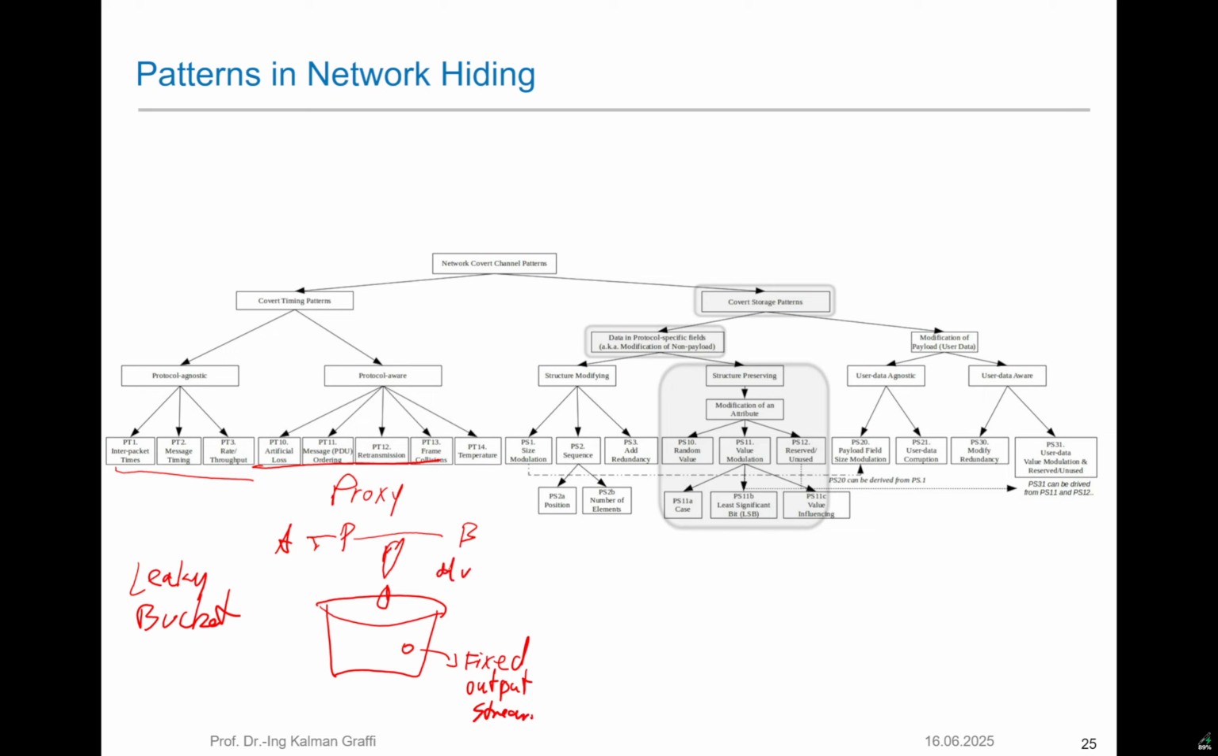And here you have a dynamic input stream. Of course, this is not a bucket. This is some kind of network controller where you take in data at various speeds, but you only let it out in a fixed output stream. So basically, there you cannot apply some kind of timing pattern because you do not control anymore how the packets will go out.